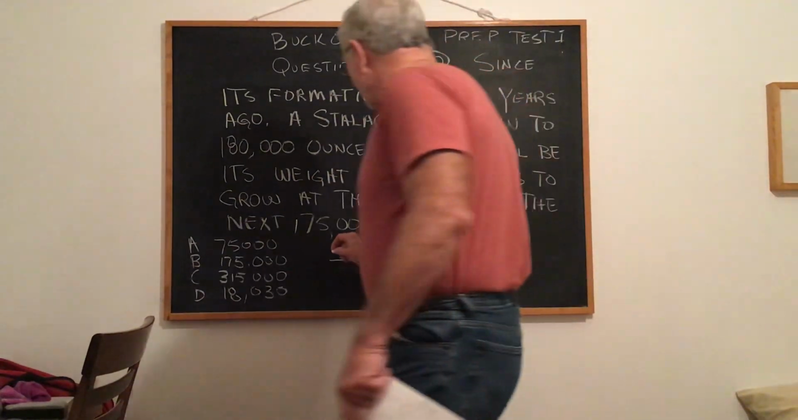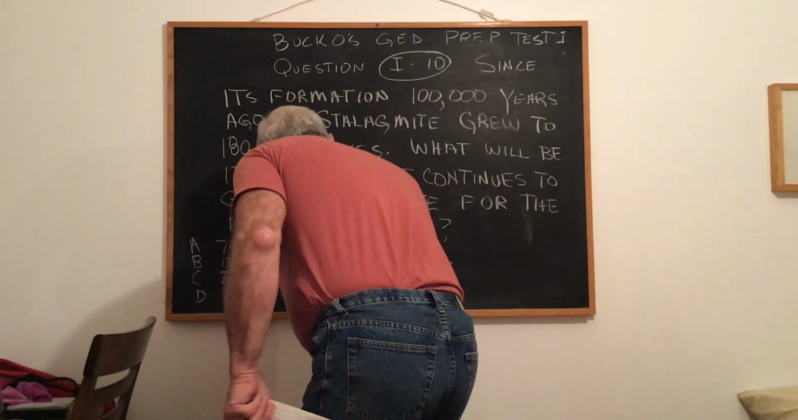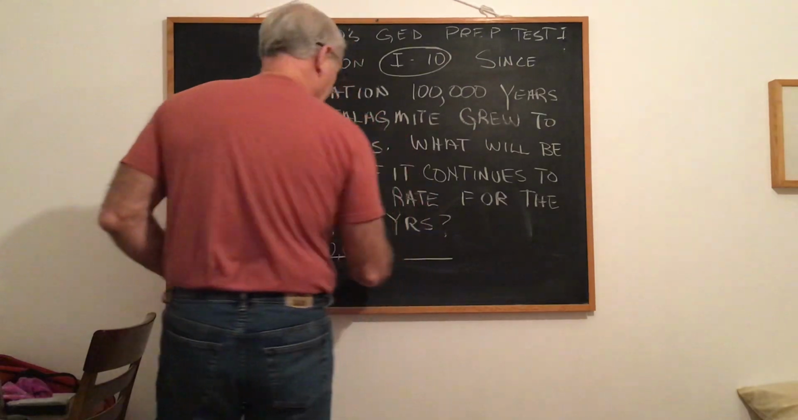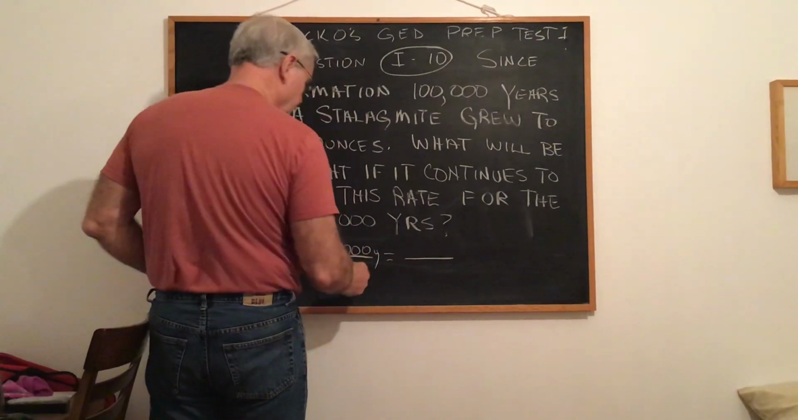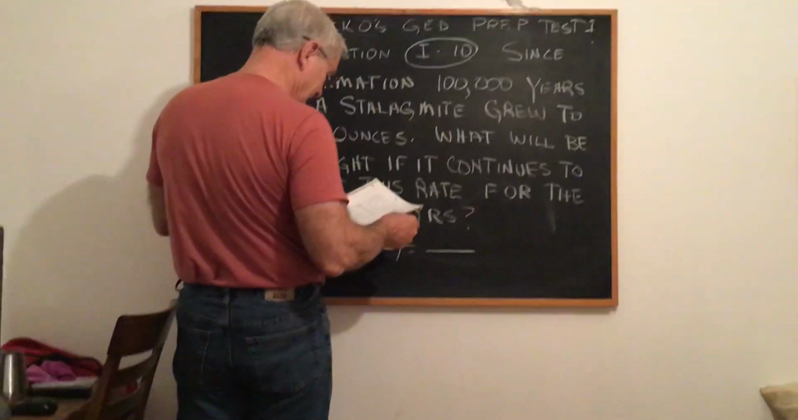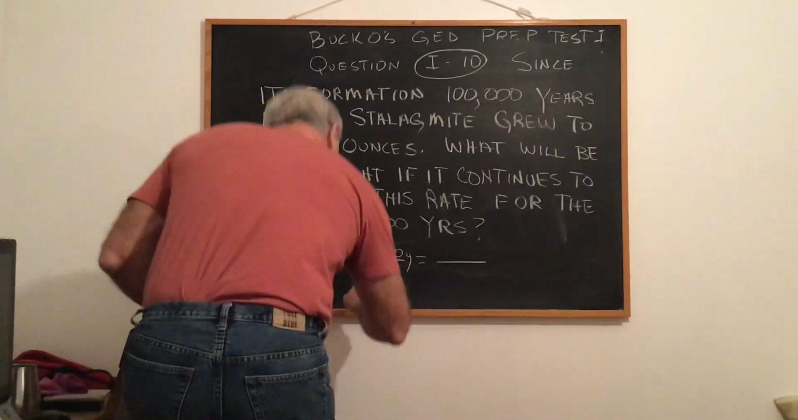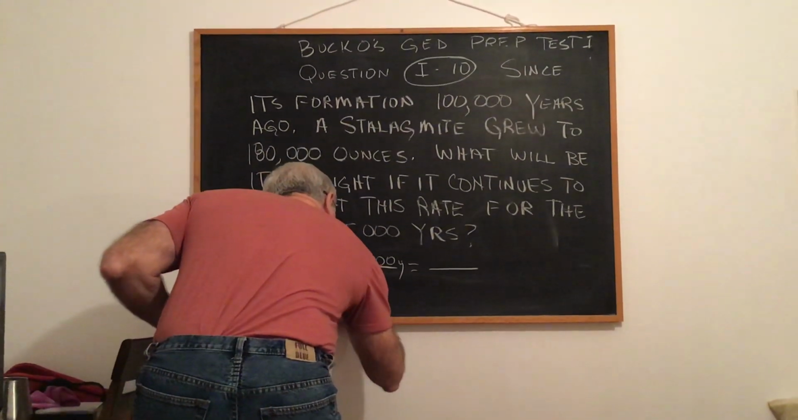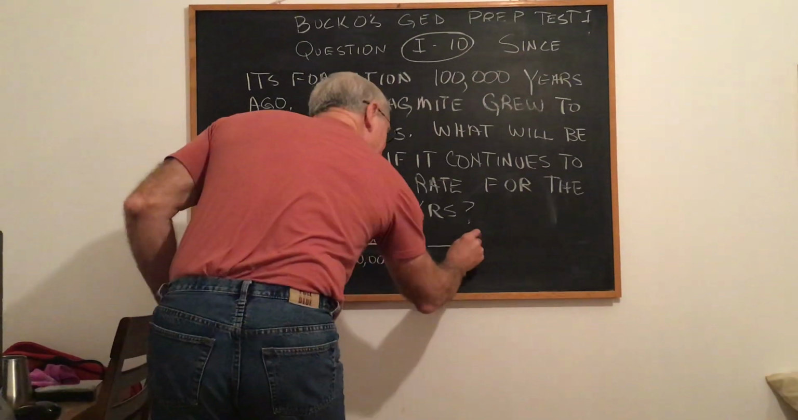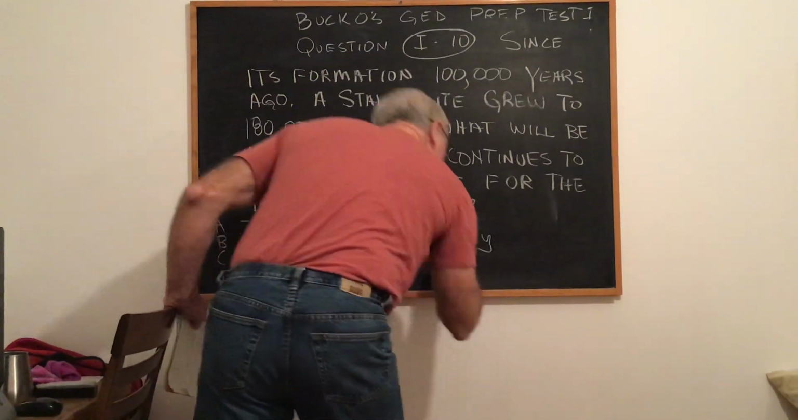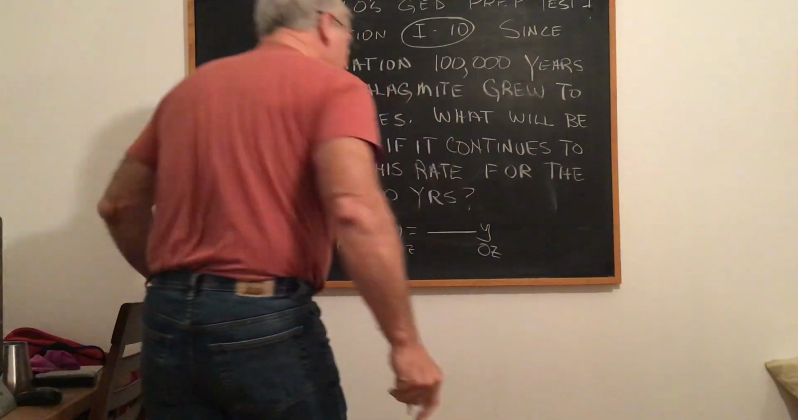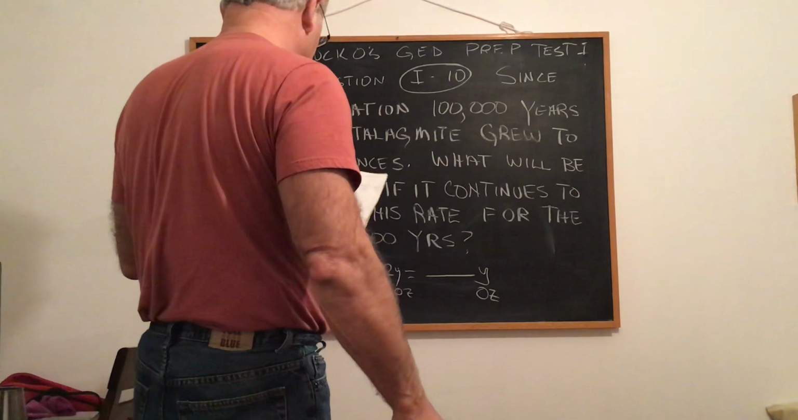100,000 years is going to go on the top over here. I'll put Y for years. And then on the bottom, it grew to 180,000 ounces. So what's going to be here? Years, baby. And what's going to be there? Ounces, baby. So we got to put some other values in there.